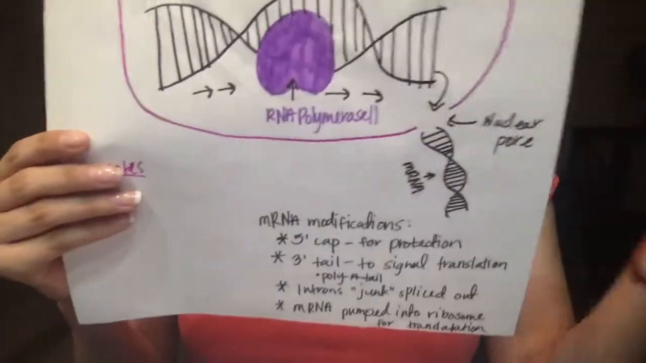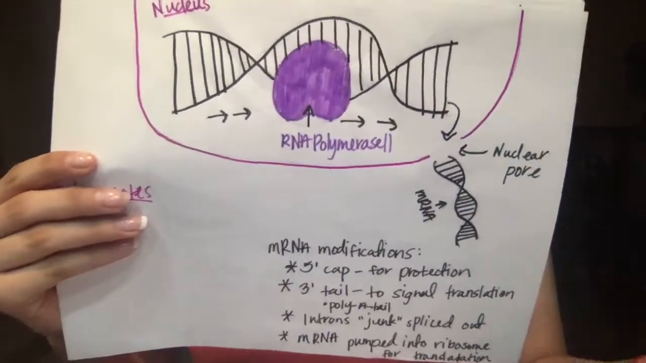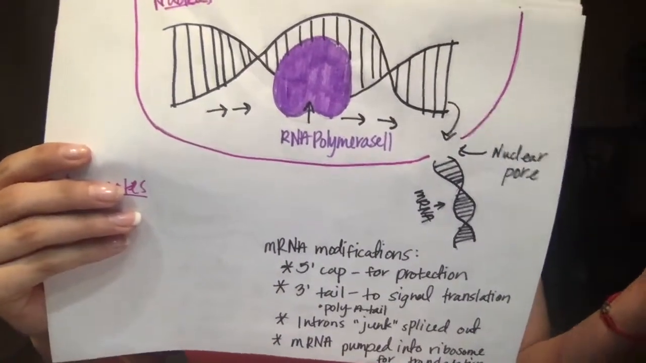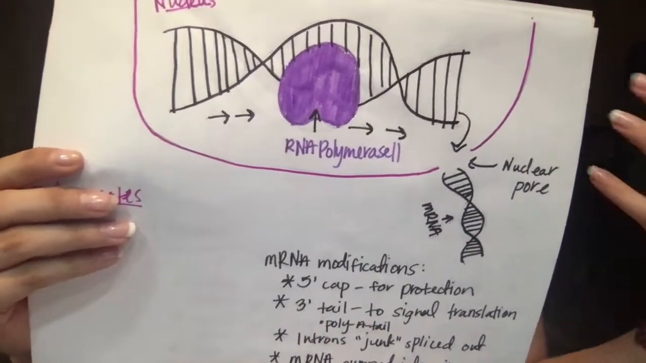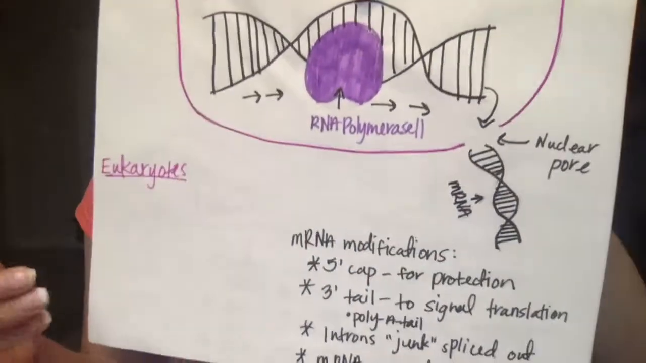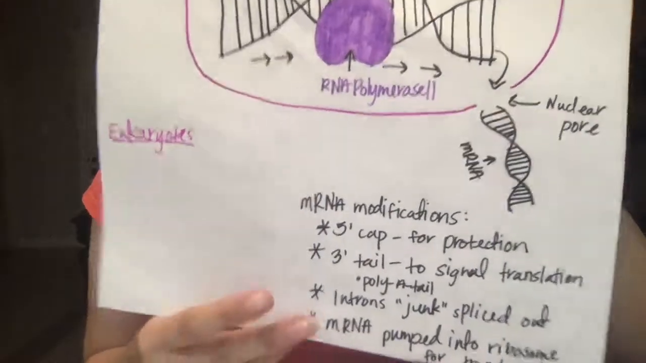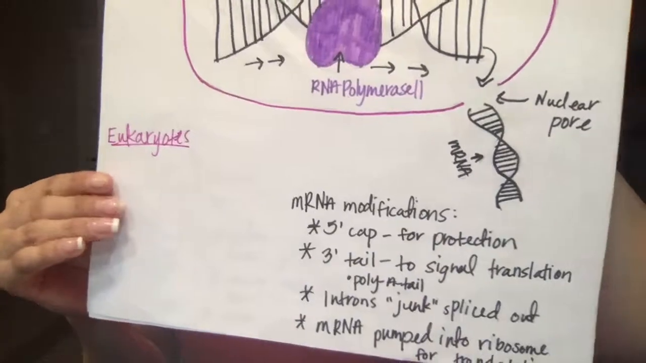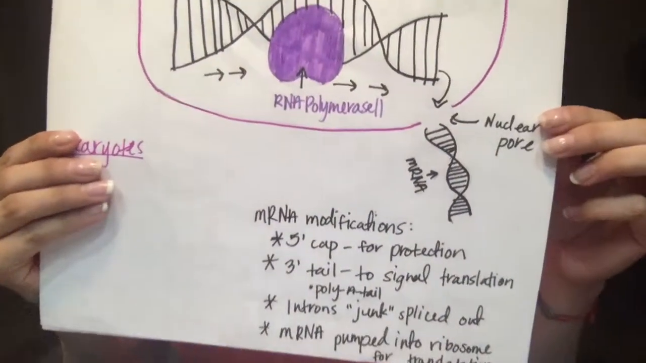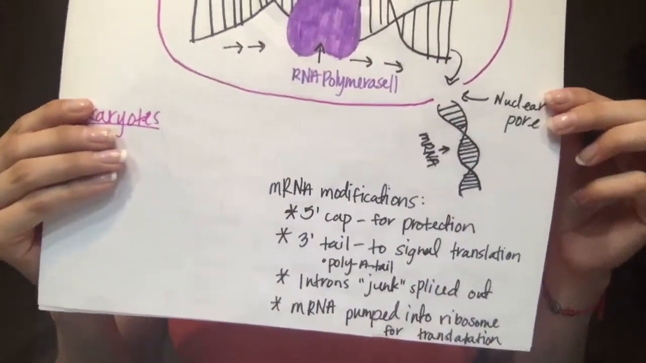There are also introns spliced out of the mRNA, which is basically just junk DNA, and by doing this, several different amino acid sequences can be produced so that different proteins can actually be produced as well. And then after that, the mRNA is now mature and it is pumped into a ribosome for translation.